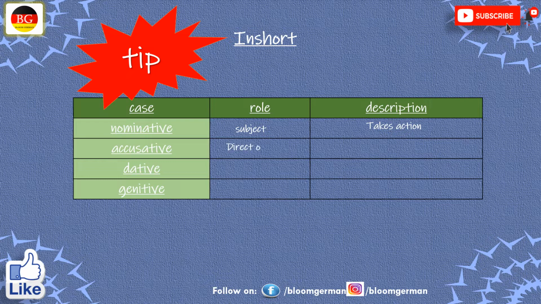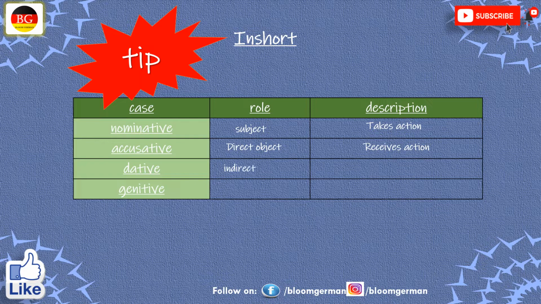Now, accusative case, the direct object plays a role and it receives the action from the subject. For example, ich esse den Apfel. I eat the apple. So what is the action? Eating an apple is the action, and who is doing the action? I. So I is nominative in case, and who receives the action? Apple is receiving the action. So apple is the accusative case of a sentence. So this complete sentence is accusative in case.